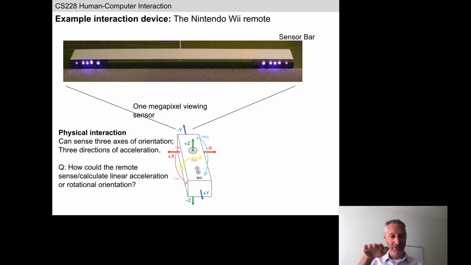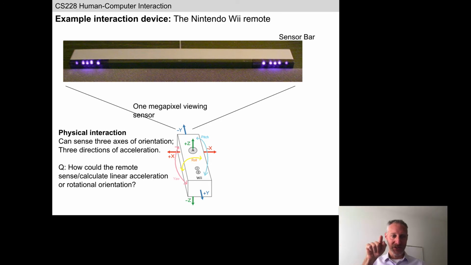That's linear acceleration, and it also knows how quickly or how slowly it's rolling, pitching, or yawing, which are the 3 rotation variables. So it knows its linear acceleration and it knows its rotational acceleration. How could we create a game that exploits the physical interaction, the fact that the user is holding a device and moving it in space?